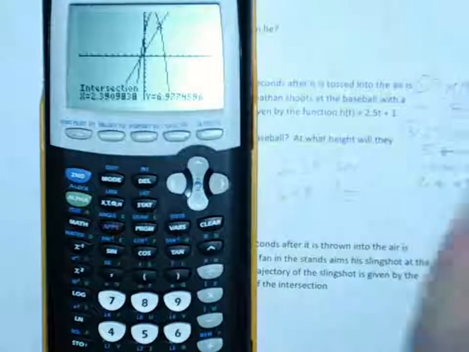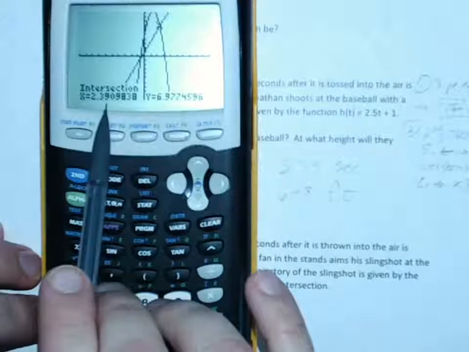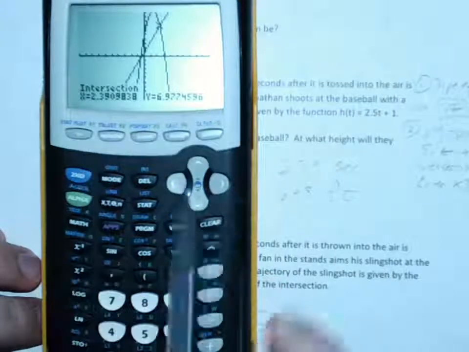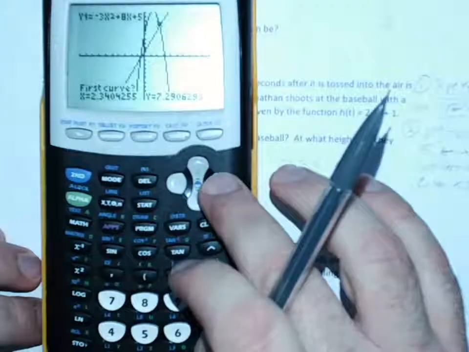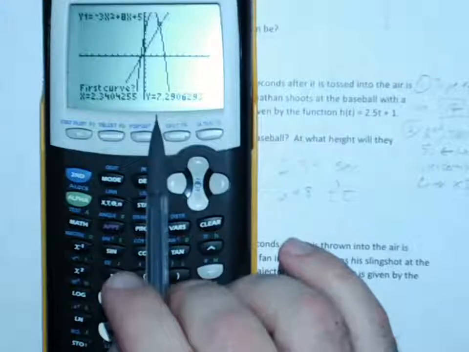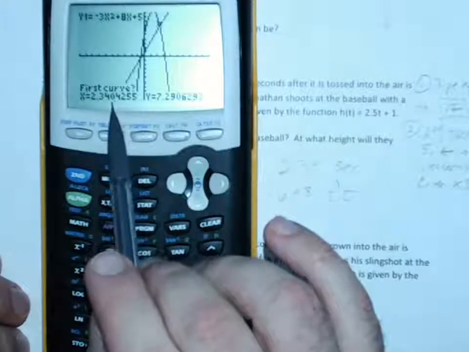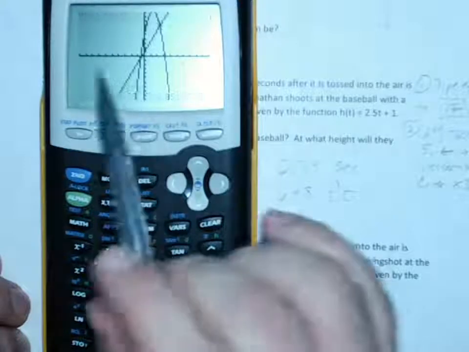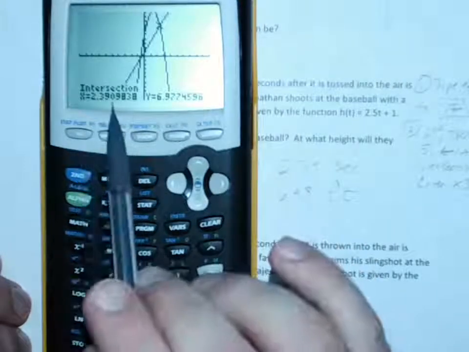Secondly, I want to point out what it says here at the bottom. I've run into a problem where a number of my students are hitting second and trace and 5 and then arrowing really close, and then they're going, oh, mine's really close to yours, Mr. Kingsbury, but it's not quite the same. Well, this doesn't say intersection. You haven't hit enter 3 times. So unless it says intersection here, you need to keep hitting enter. That's very, very, very important.